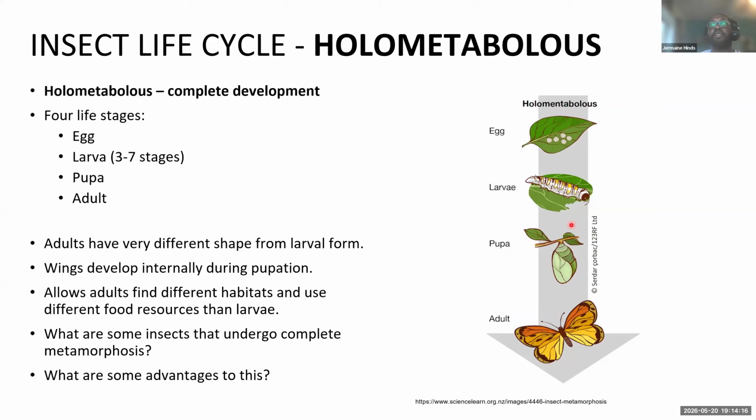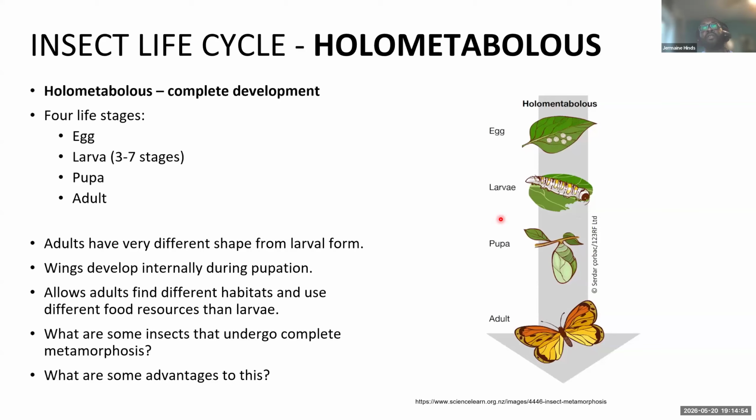They go through a pupal stage. So this is the stage where they go completely immobile, and they have a complete reorganization of their body plan. So the larva looks very different from the adult, and unless you know the complete life cycle, you're very unlikely to match the adult to the larva. They have a very different shape from the larval form. Their wings develop internally during pupation, so in that pupal form it's reorganizing their body, developing wings. And this allows the adults to find very different habitats and use very different food sources than your larvae.